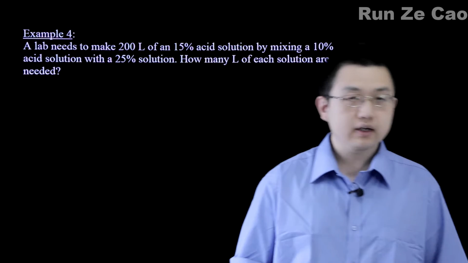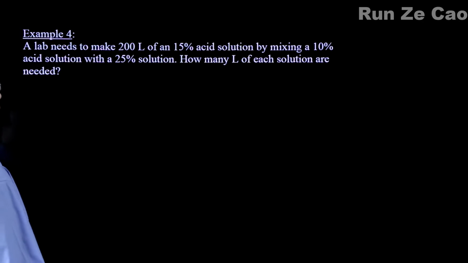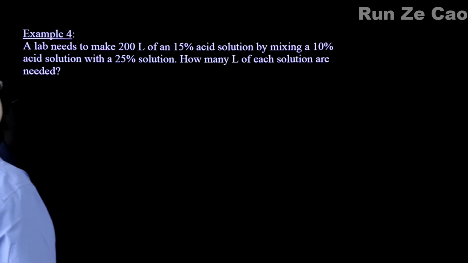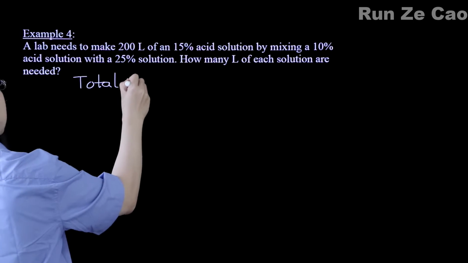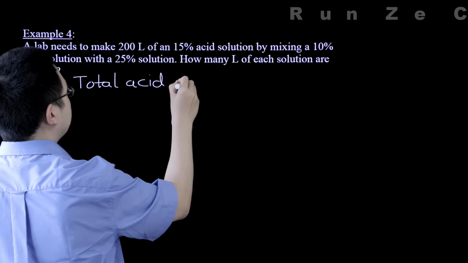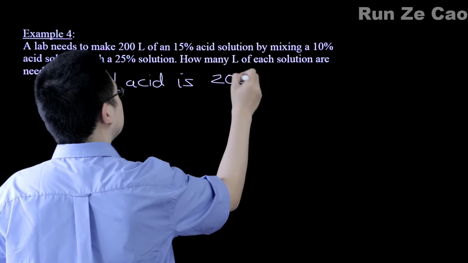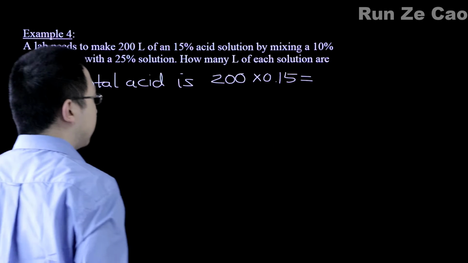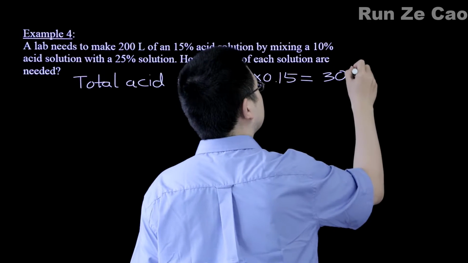Now, last example for this section. A lab needs to make 200 liters of a 15% acid solution by mixing a 10% and a 25% solution. How many liters of each are needed? So, total acid is 200 times 0.15 equals how much? Well, clearly 30 liters.